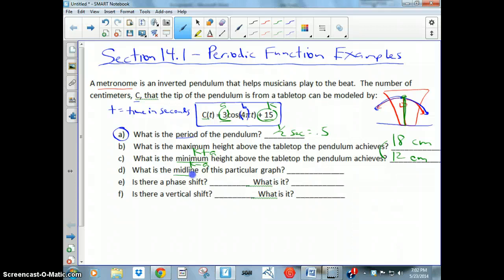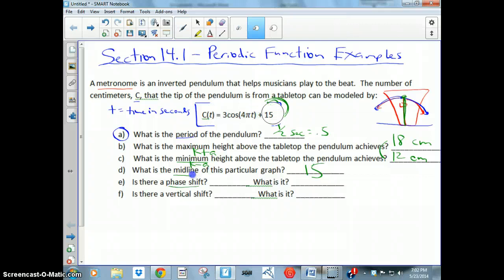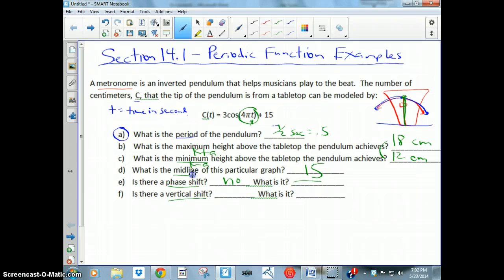D, what is the midline of this particular graph? The midline is always the K value, 15. Is there a phase shift? The phase shift is always next to the theta, or the x, in this case T. Is there anything that's added or subtracted in those parentheses? Well, the answer is no. So there's no phase shift. We don't need to worry about what it is. Is there a vertical shift? That's at the end, the K value. Yes. And what is it? It's a plus 15. The graph has moved up 15 units.